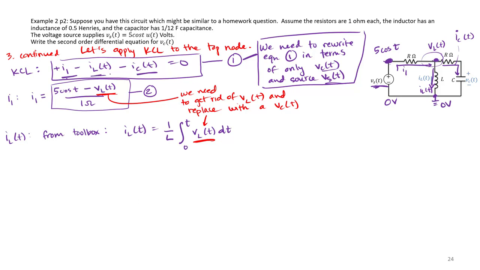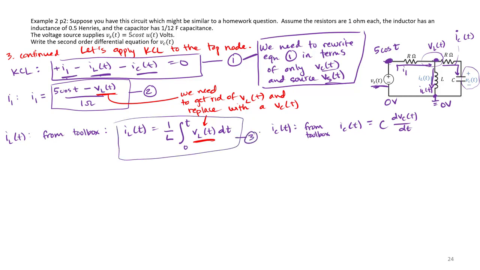So I found an expression for I1. I found an expression for IL. Now I need an expression for IC. Well, we know an expression that relates capacitor current to capacitor voltage. Remember from our toolbox, IC of t is just going to be our capacitance times dVc of t dt. So notice, I'll just call these equations 3 and 4. We now have equations that we can substitute in to Kirchhoff's current law.